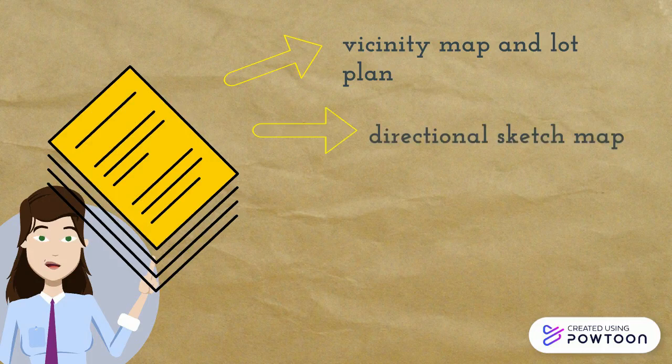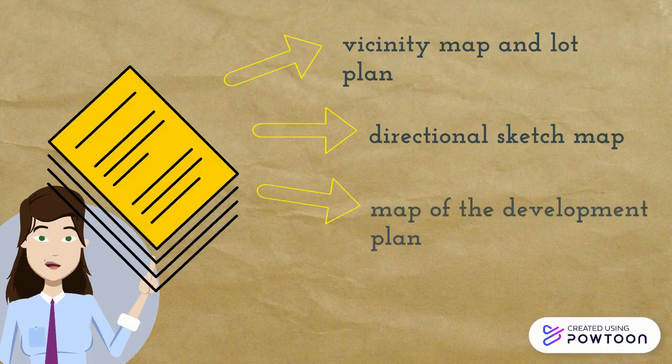And then a directional sketch map showing the orientation of the subject property in relation to adjoining lands and nearest provincial and/or national and/or feeder roads, to facilitate and determine the location of the property for the purpose of ocular inspection. Next is a map of the development plan.